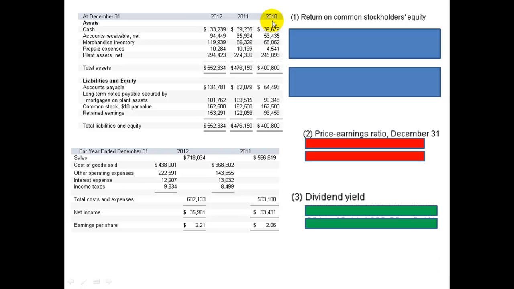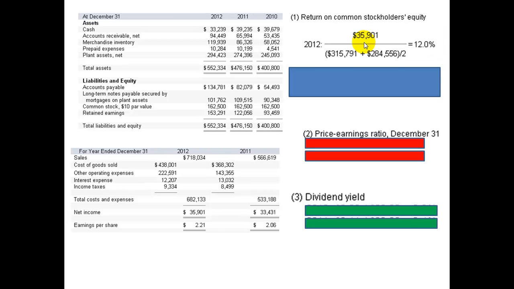In this problem, we've got 3 years' worth of balance sheet information and 2 years' worth of income statement information, and we're supposed to compute 3 ratios. We'll start with the return on common stockholders' equity for 2012 and 2011.